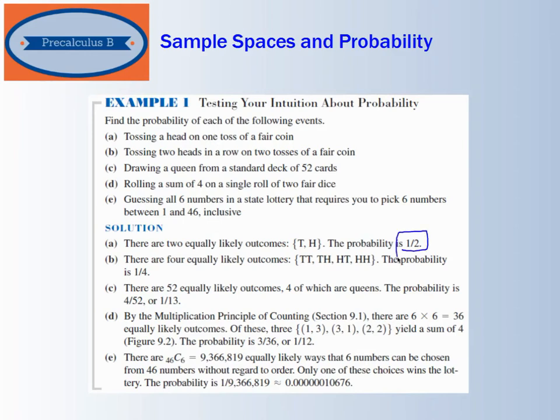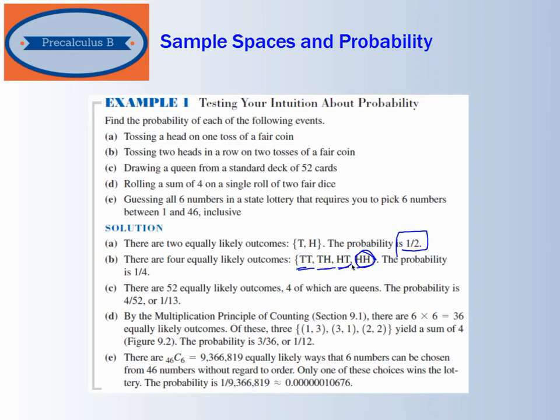For the second one, tossing two heads in a row. Well, if you toss a coin two times in a row, you could go tails, tails, tails, heads, heads, tails, or heads, heads. Now, the outcome you were looking for was tossing two heads in a row. The total possible outcomes, there were four. So the probability is 1 out of 4.